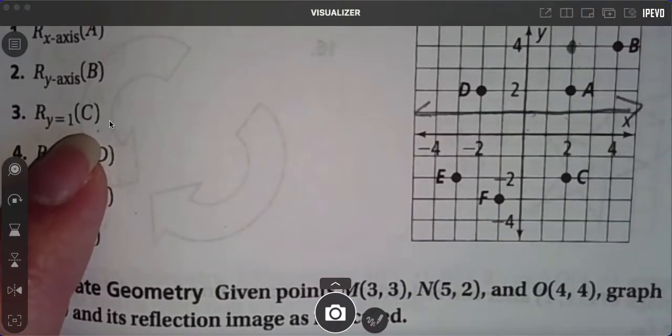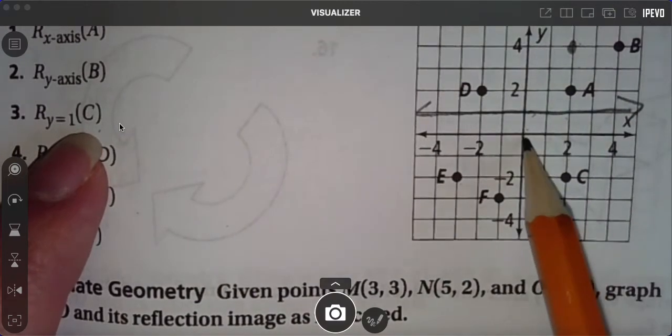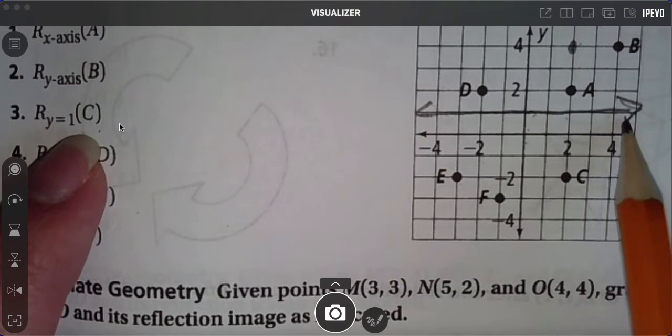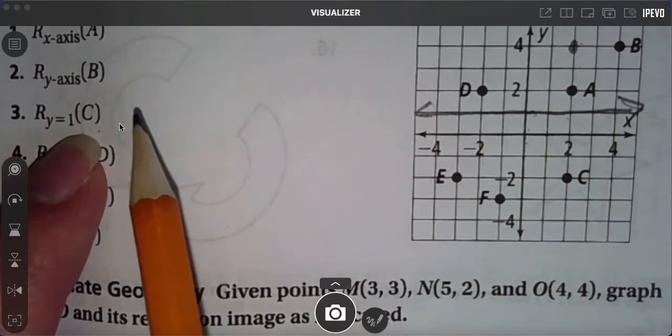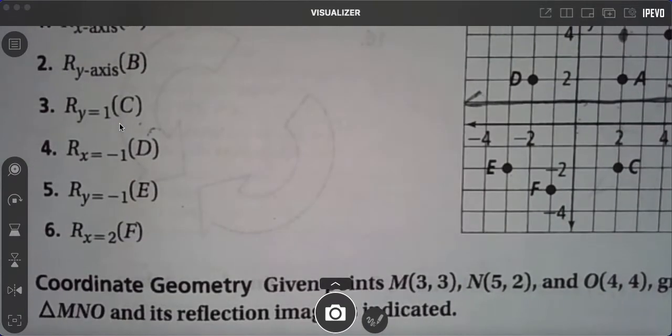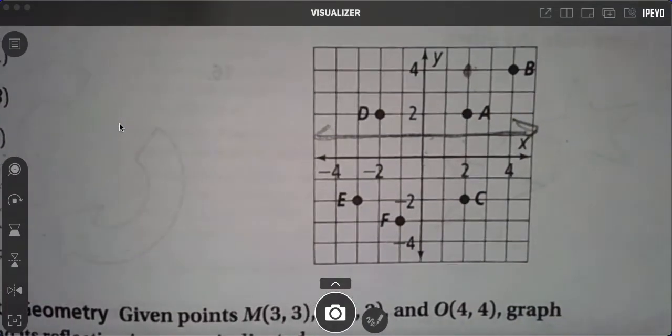So let's look at number 3. I'm going to flip it across the line y equals 1. So I would draw a little line right here at y equals 1. And then I'm going to look at point C. It tells me to look at point C. Thank you. And here's your paper. We're doing 1 through 6. So here's my point C.